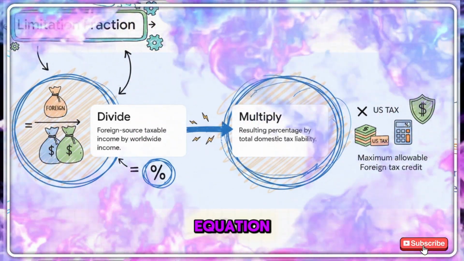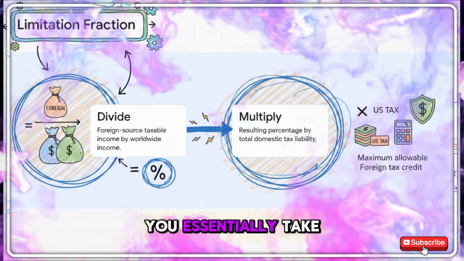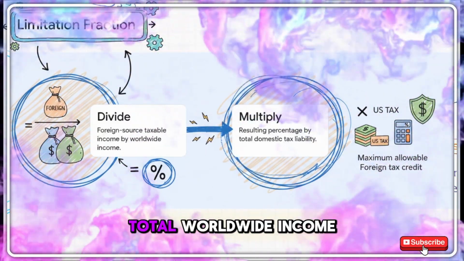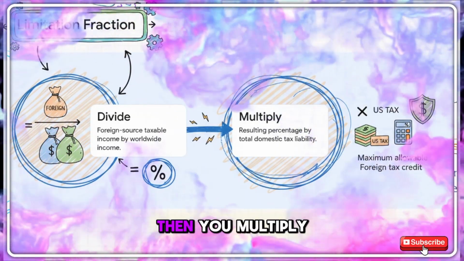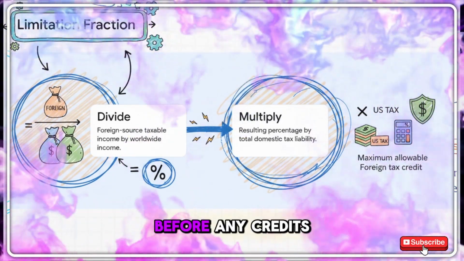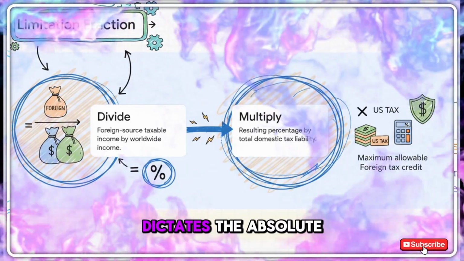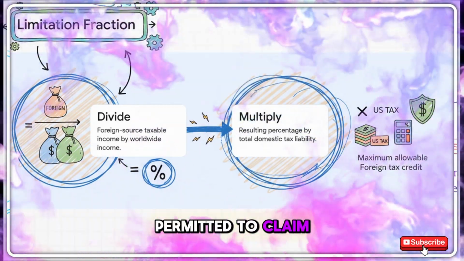Through a strict equation called the proportional limitation fraction. You essentially take your foreign source taxable income and you divide it by your total worldwide income. That gives you a specific percentage, right? Then you multiply that percentage by your total domestic tax liability before any credits are applied. The output of that exact math dictates the absolute maximum allowable foreign tax credit you are legally permitted to claim.